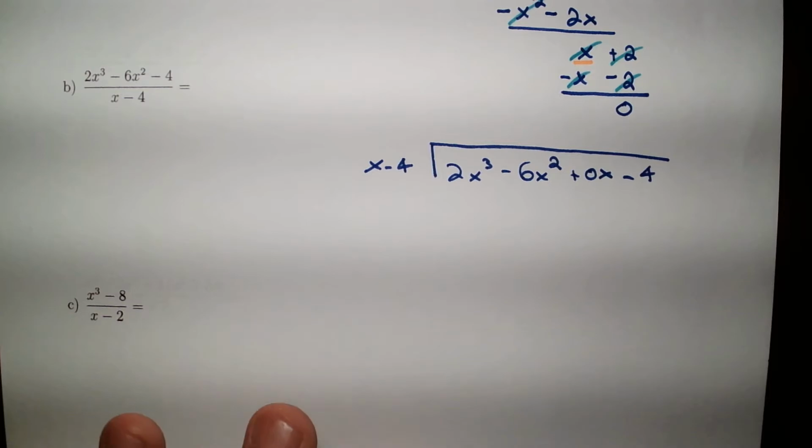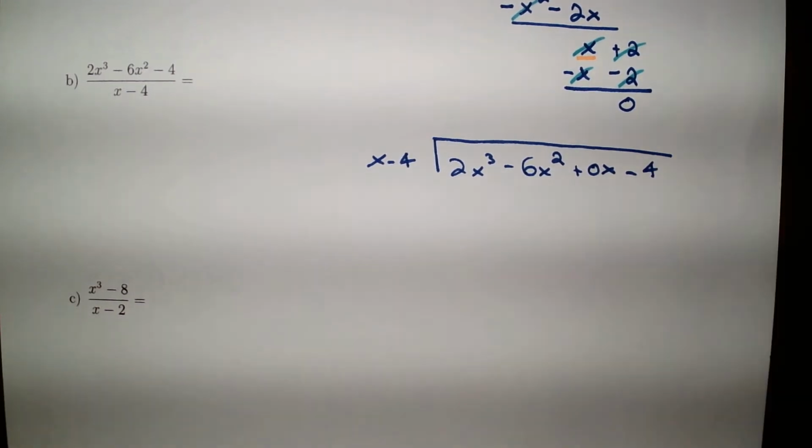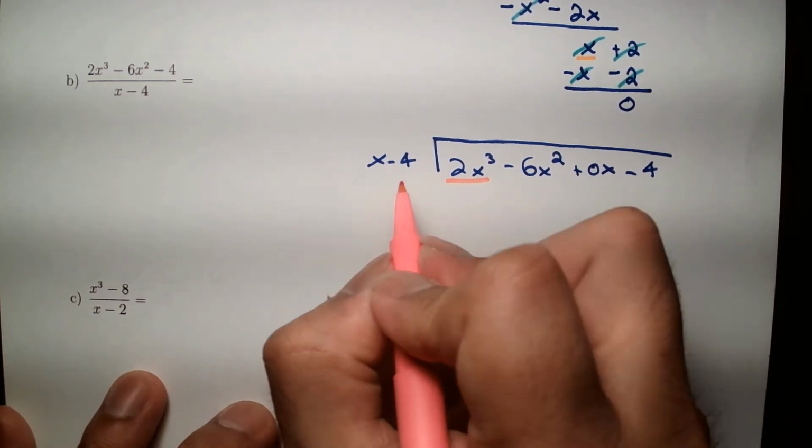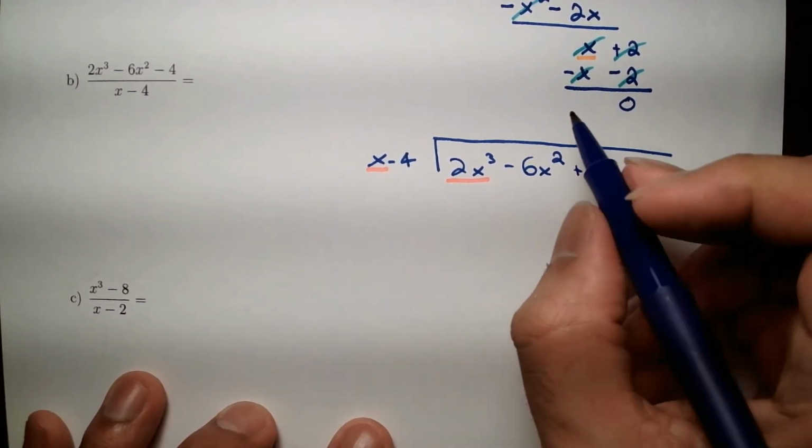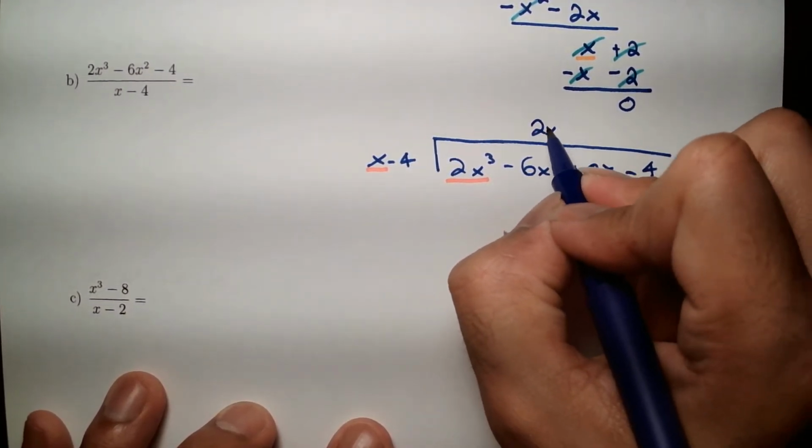So we're going to do the same. We are going to divide the leading term by the leading term. We divide both leading terms. So when we divide 2x cubed by x, we get 2x squared.